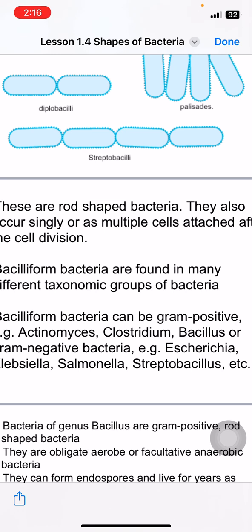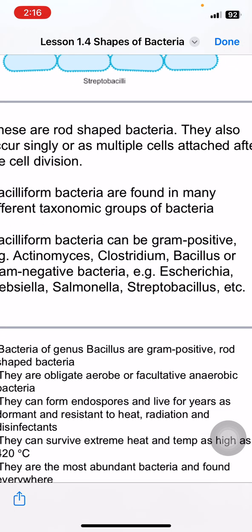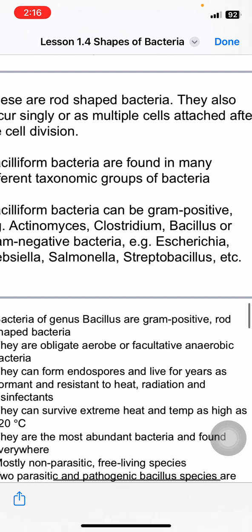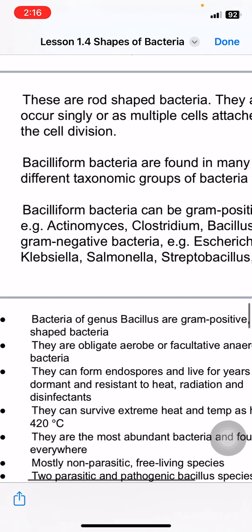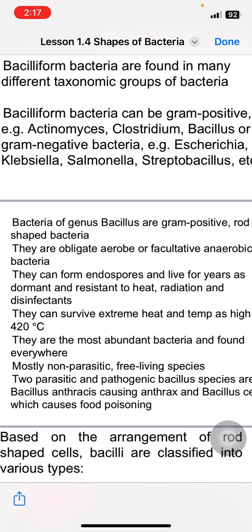Meaning to say, not only does cocci possess a single cell, but here bacillus also possesses a single cell, and not only single but also multiple cells, and they are usually attached after the cell division. So the bacilliform bacteria are found in many different taxonomic groups of bacteria. So it can be gram positive or gram negative. So these are, I think, the features of bacillus.